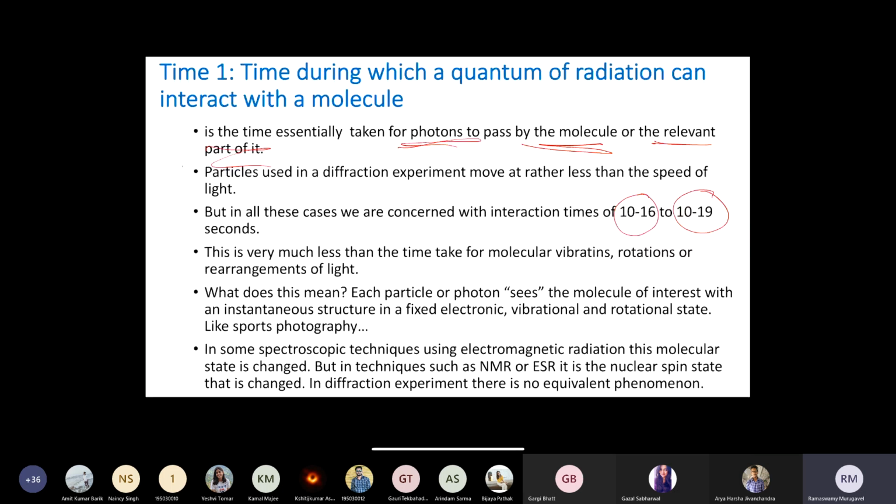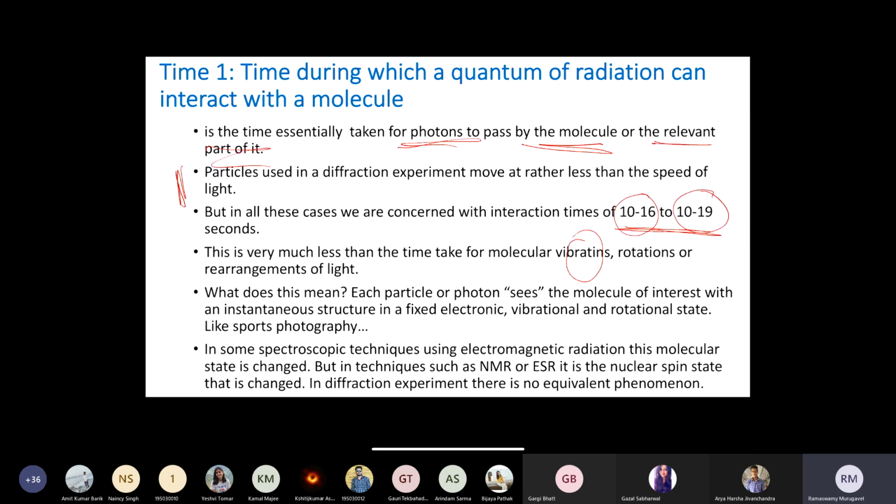Sometimes particles used in the diffraction experiments move at rather less than the speed of light, for example, X-rays. But in all cases, we are concerned about interaction times typically between 10 power minus 16 to 10 power minus 17 seconds. So it's a very, very small time. The photon and the molecule are in contact with each other for only about 10 power minus 16 to 10 power minus 17 seconds, which is a sub-attosecond time scale. This is what I said. This is very much less than the time taken for molecular vibrations, rotations, or rearrangements.